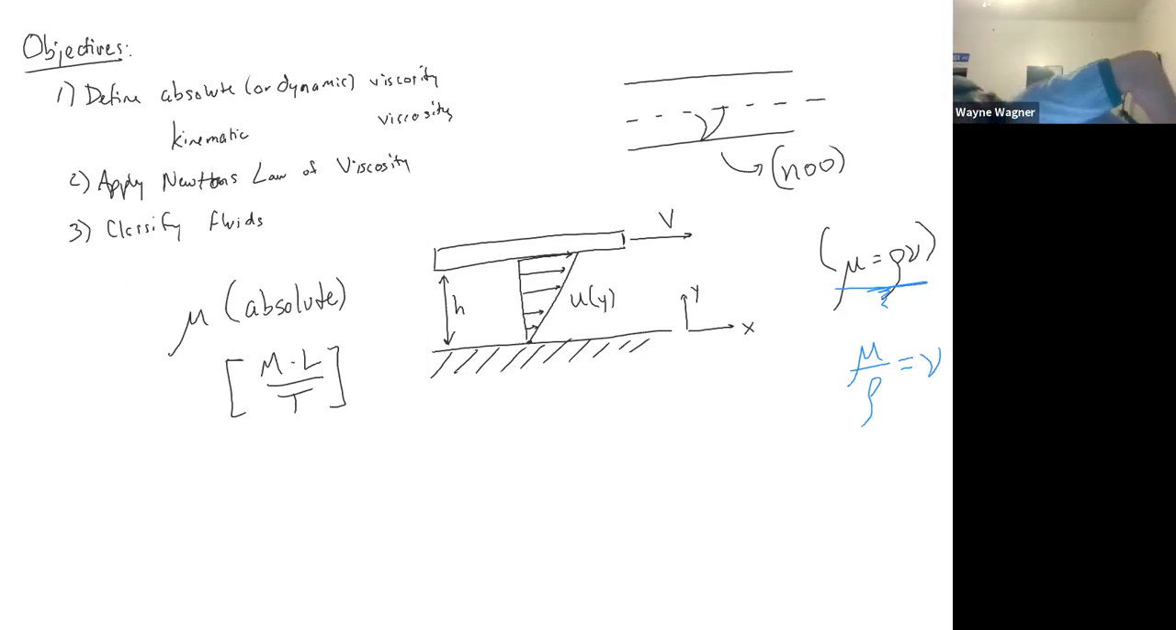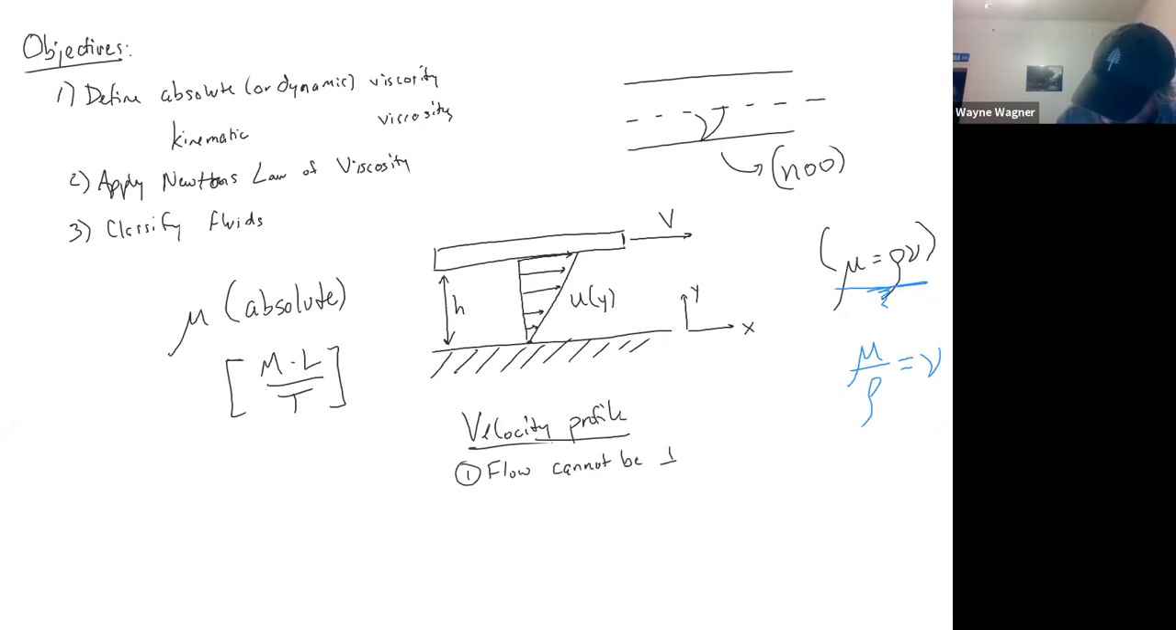All right, so there you go. So there's the velocity profile. I can't remember if you actually draw any of these in this class, but there are two rules for the velocity profile. Two things are going on here. One, flow cannot be perpendicular to the boundary.